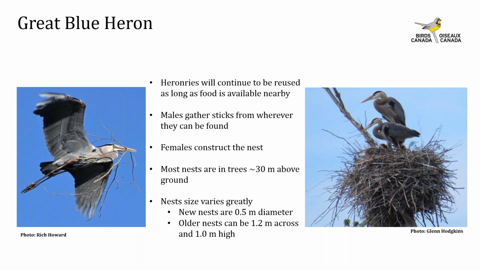They prefer to nest in trees, and nests built in trees are approximately 30 meters above the ground. The size of the nest varies because new nests are a little bit smaller, obviously. They can be about 0.5 meter in diameter, while the older nests, or the refurbished nests, are about 1 to 1.2 meters across and about 1 meter high.